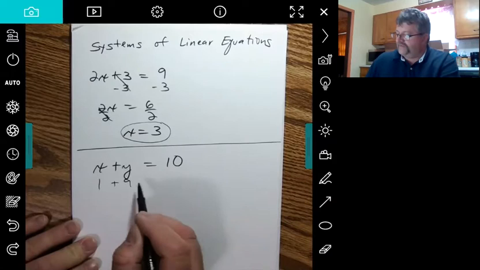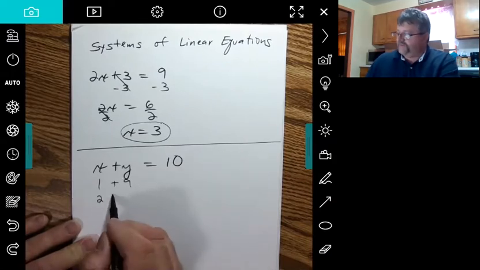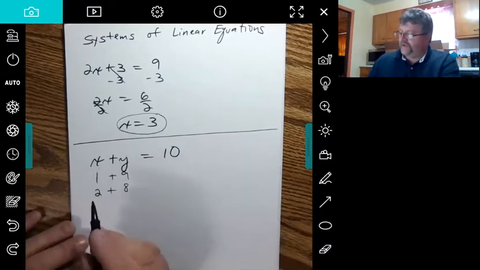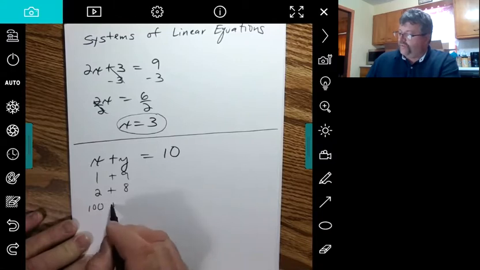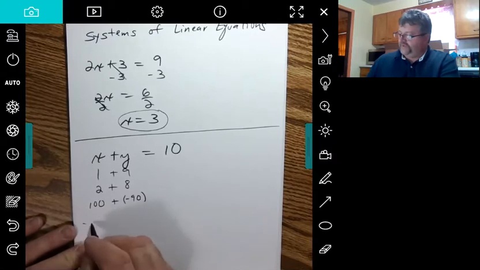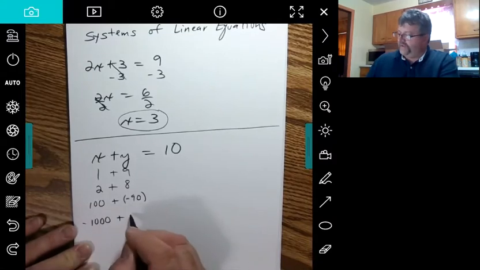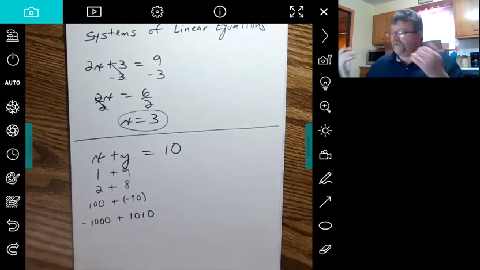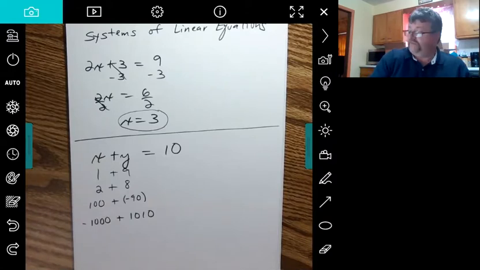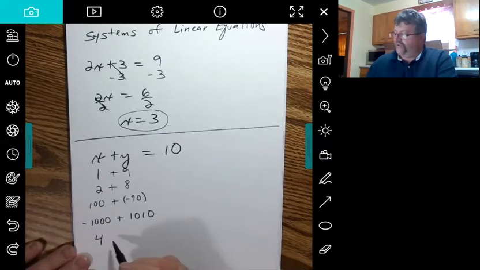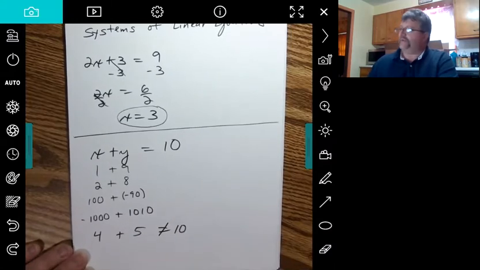If x is 1 and y is 9, that equals 10, right? If x is 2 and y is 8, that equals 10. I can go on forever, right? Think a little bit outside the box here. What if x is 100 and y is negative 90? That equals 10, right? What if x is negative 1,000 and y is positive 1,010? That equals 10. Okay, so I can go on forever. There's an infinite number of solutions to this problem. But infinite doesn't mean anything goes. If I say x is 4 and y is 5, well, no, that does not equal 10. So that would be no good.